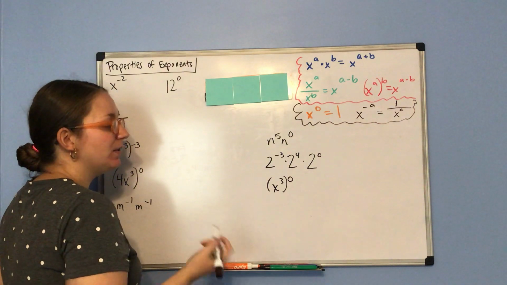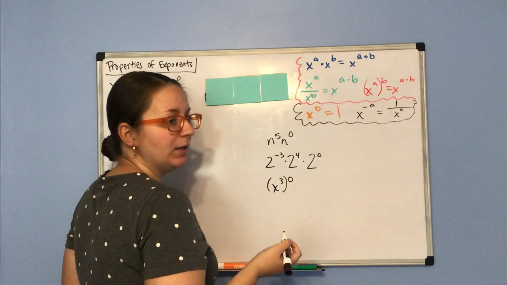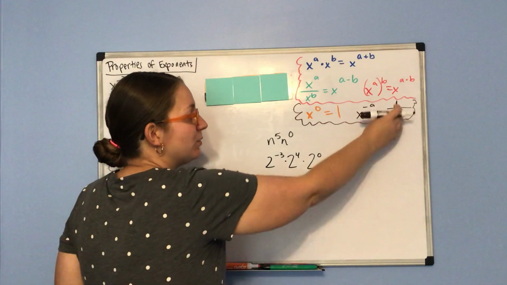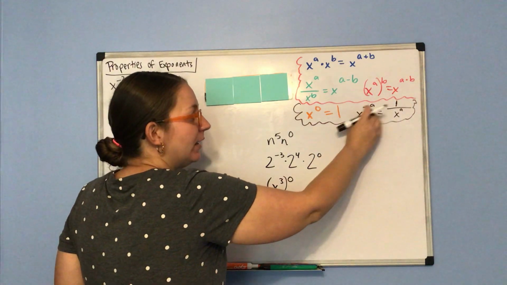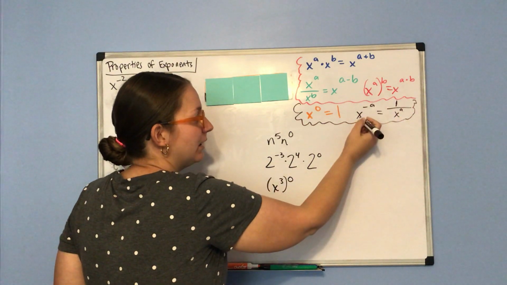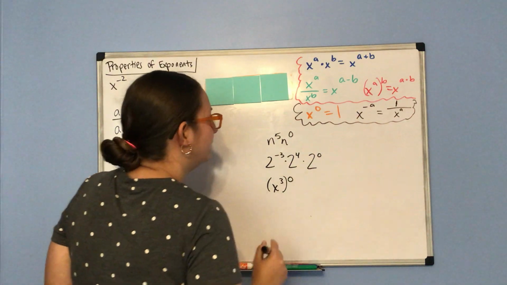The other new rule is with negative exponents. Here I have x to the negative a. Whenever we see negative exponents, our standard rule or convention is to rewrite them. We rewrite them as reciprocals or fractions. That negative exponent gets sent down to the denominator and becomes positive. So x to the negative a becomes 1 over x to the positive a.